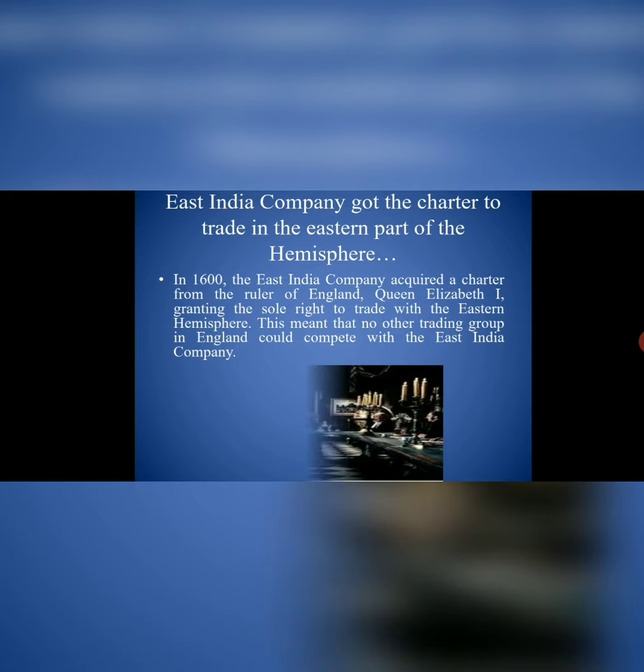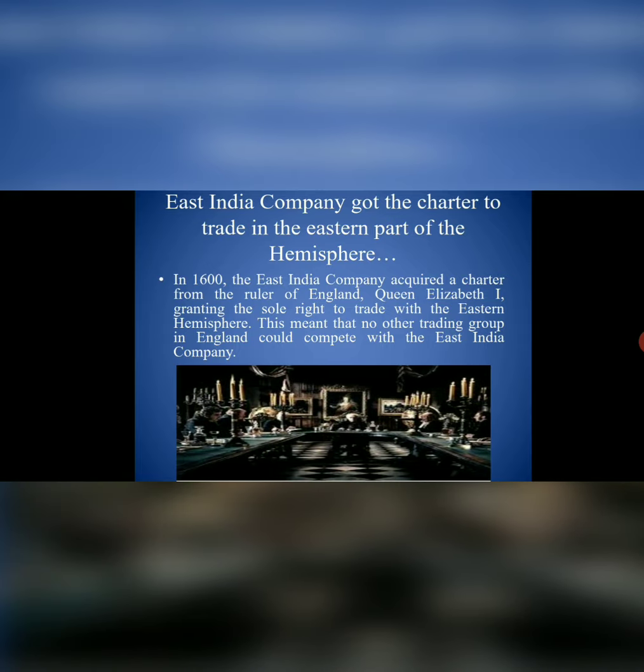In 1600, the East India Company acquired a charter from the ruler of England, Queen Elizabeth I, granting the sole right to trade with the Eastern Hemisphere. This meant that no other trading group in England could compete with the East India Company. So, this charter made the East India Company the topmost trading company of England but not of Europe, because other European trading groups such as the Dutch, French, and Portuguese had already discovered India and had started trading in the Eastern Hemisphere.